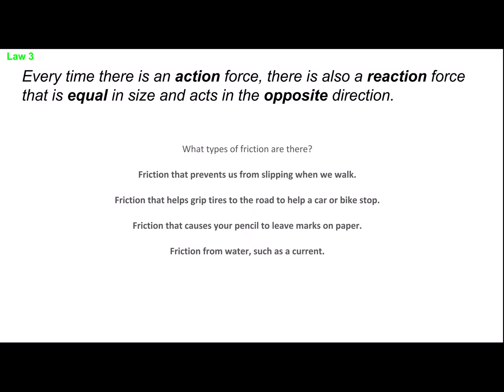All right, so what types of frictions are there? The friction that helps us or prevents us from slipping when we walk, friction that grips tires to the road that helps cars and bikes stop moving, friction that causes your pencil to leave marks on the paper, and also friction that you experience in water, such as a current.